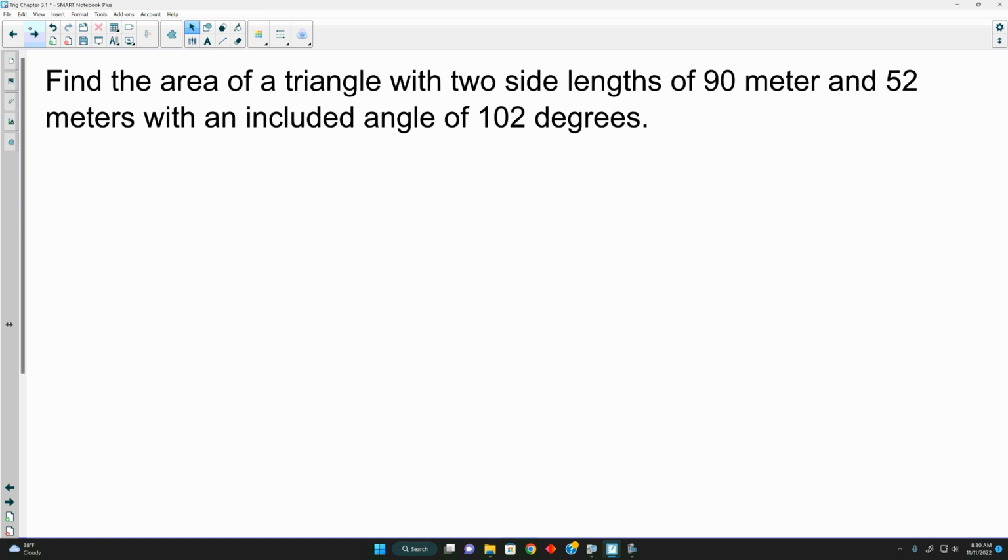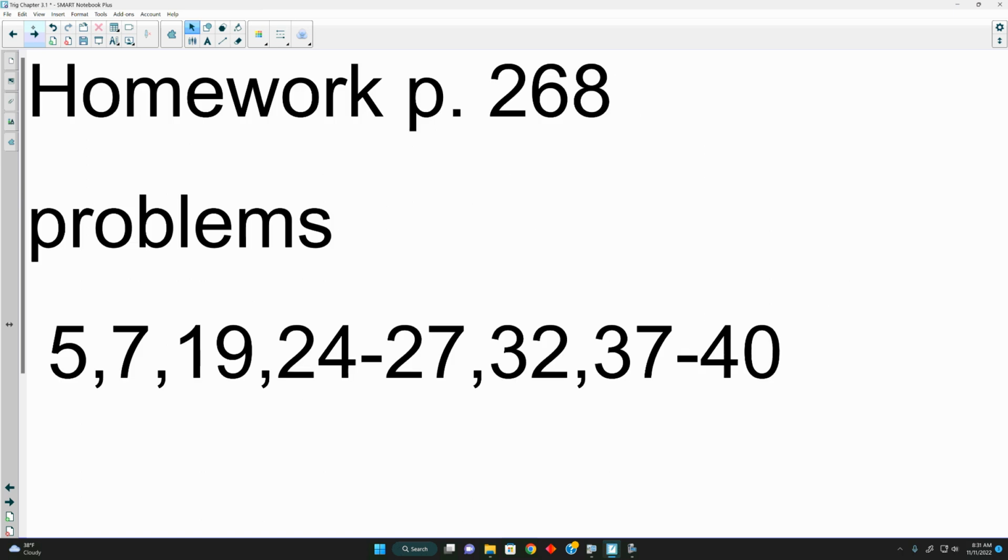Are you ready for the massive homework assignment? 5, 7, 19, 24 through 27, 32, 37 through 40. 5, 7, 19, 24, 25, 26, 27, 32, 37, 38, 39. I think that's 12 problems. So that's it. That's all we're doing for this here.